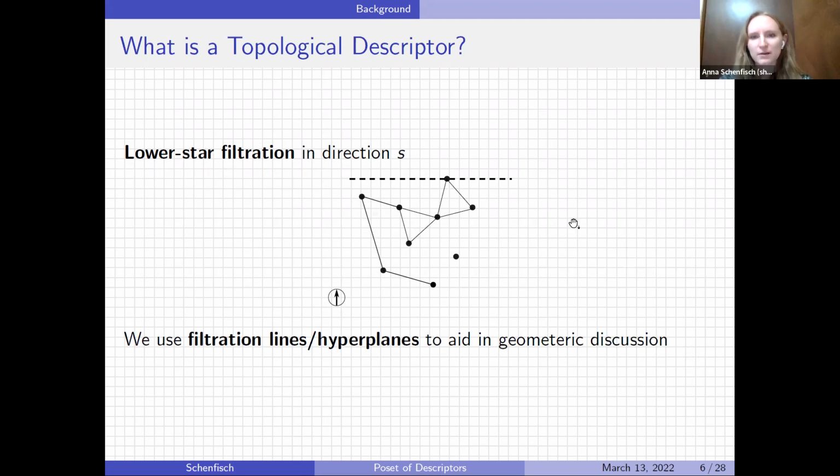Just a quick comment. Here I've drawn these dotted lines lying flat just to help with visualization, and I may call them filtration lines. That's just a really nice way to build geometric intuition for what's going on.